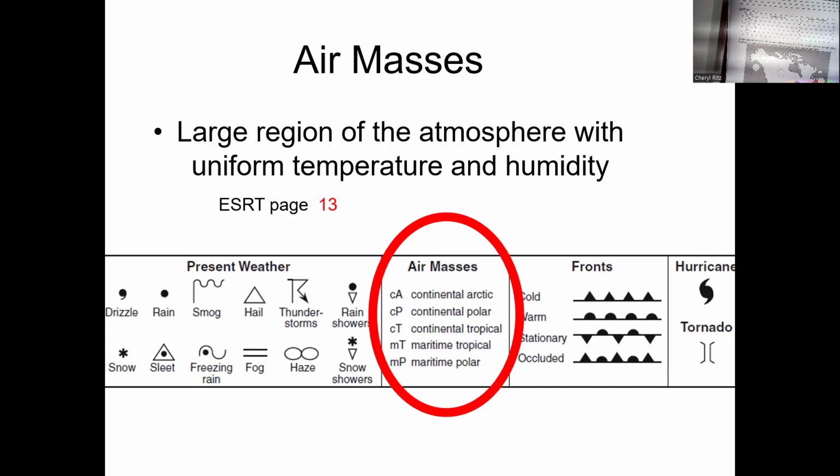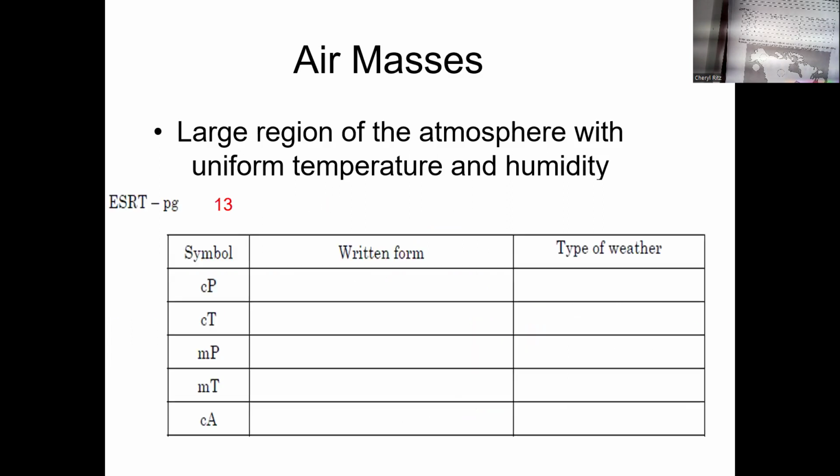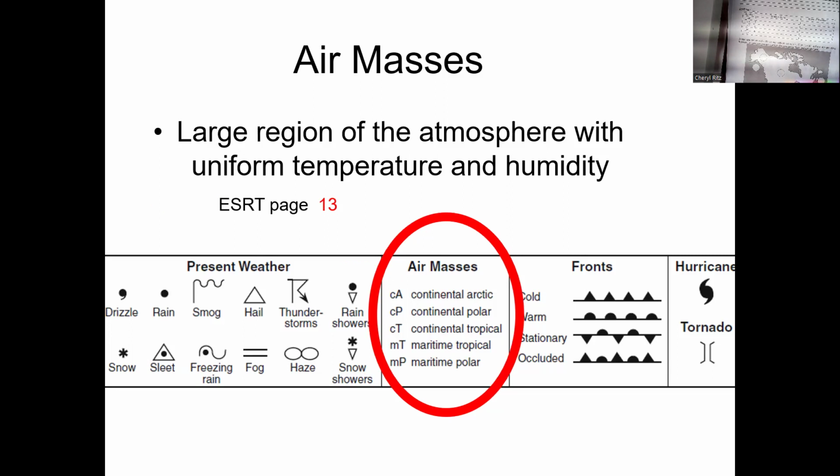Right where it says, what does it say in that middle section? Written form. So what does a cP stand for? Yeah, that stands for continental polar. How about cT? Continental tropical. So if you're not seeing where this is coming from, it's right on that reference table on the bottom of page 13. So just go through and pull them off of here.